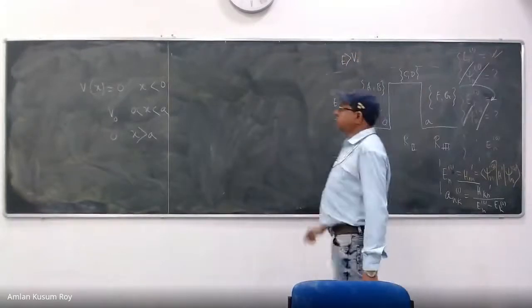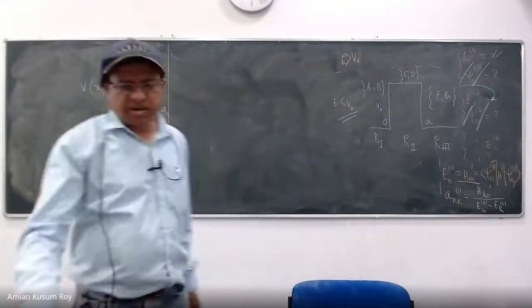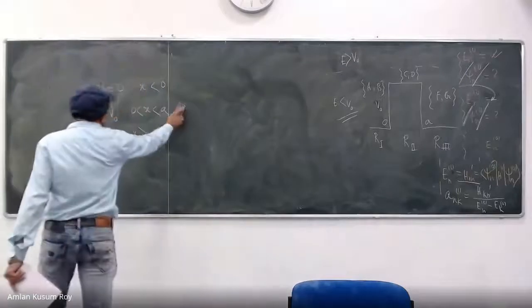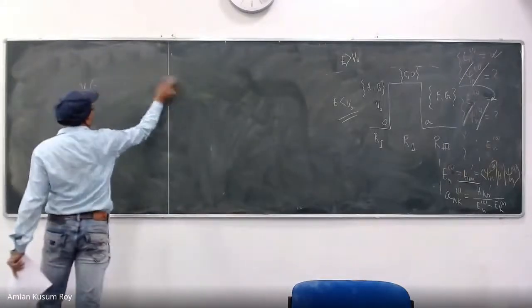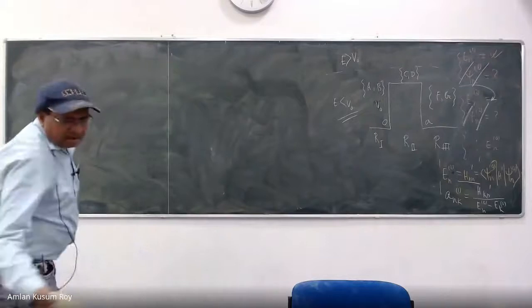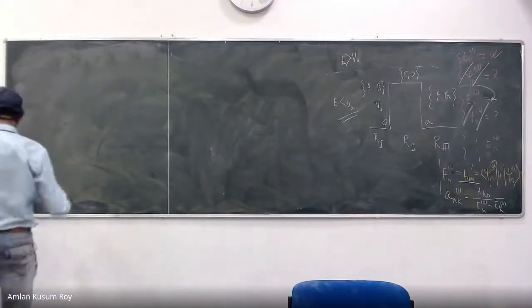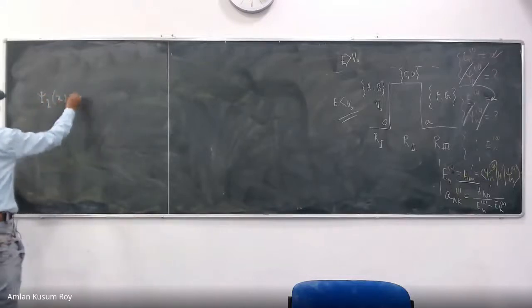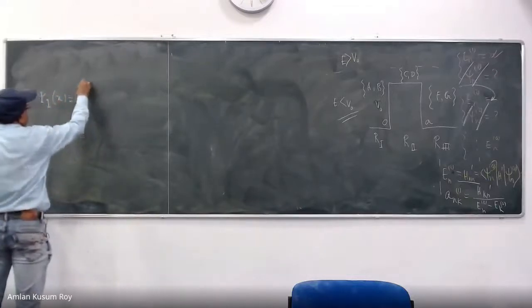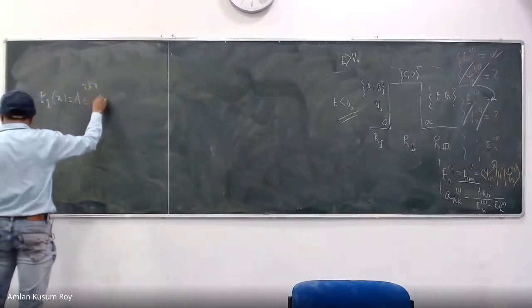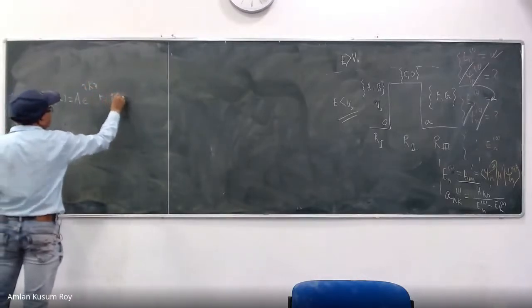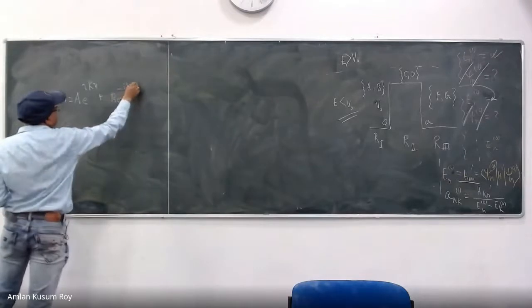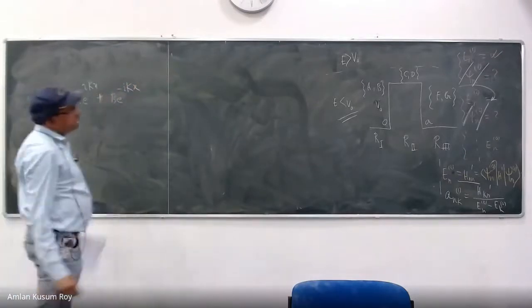So we are going to first take the important case of E less than V0. What will happen for E less than V0? I need to write psi 1(x) equal to A e to the power i kx plus B e to the power minus i kx. You can write the Schrodinger equation in three regions, right?